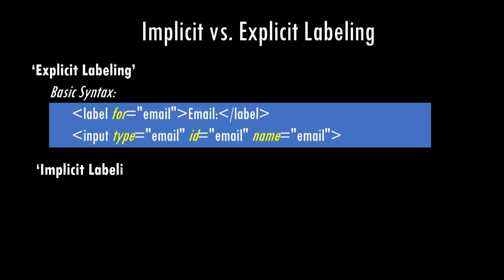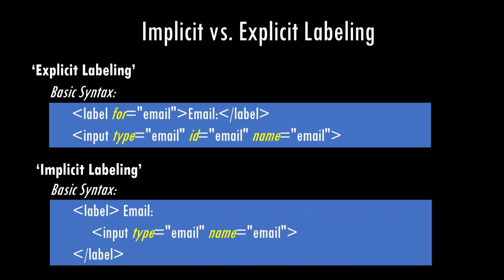Implicit labeling. The label tag is wrapped around the input element, making the association implicit. In this case, the for attribute is not needed. Here is the basic syntax. Input type email is nested within label tag.